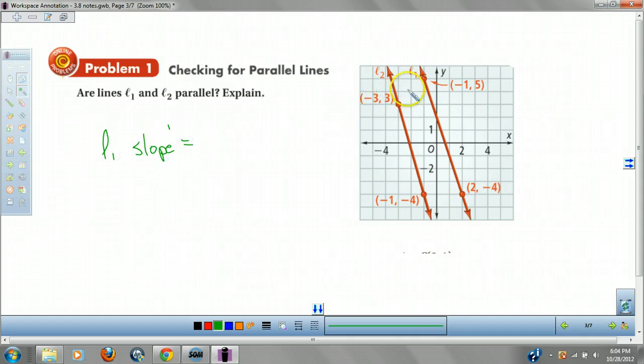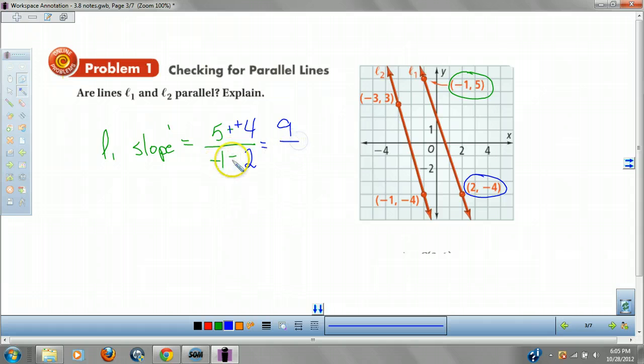So the L1 slope is going to be equal to, when we look at L1, we have the point negative 1, 5. So I'm going to go 5 minus, and I have the point 2, negative 4. So 5 minus negative 4, over negative 1 minus 2. Okay, 5 minus negative 4, those become positive. I get 9. Negative 1 minus 2 is negative 3. Reduce this, and you get your slope is negative 3.